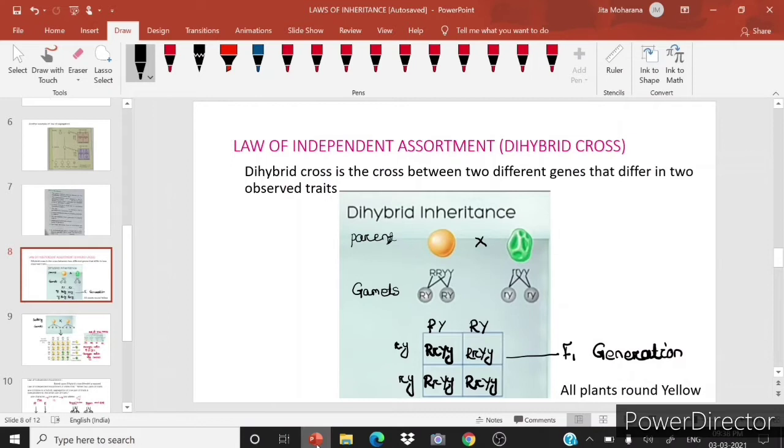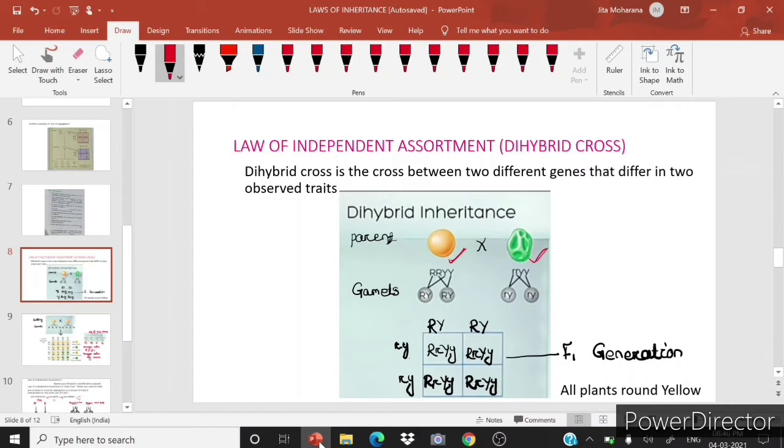Two observed traits means, suppose there is a round yellow seed. Round is an observed trait whereas yellow is another observed trait. So, a cross was made between a pure round yellow seeded pea plant and a wrinkled green seeded pea plant. Let's see what we get. Mendel crossed two pea plants, each having two different observable traits. One was a round yellow seeded plant and another was a wrinkled green seeded plant.